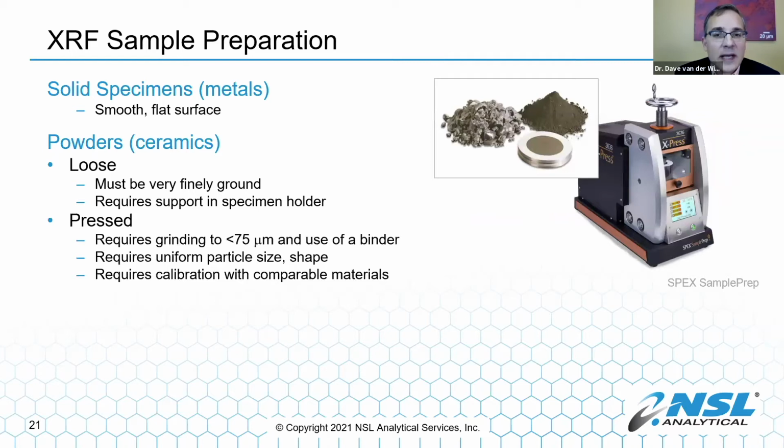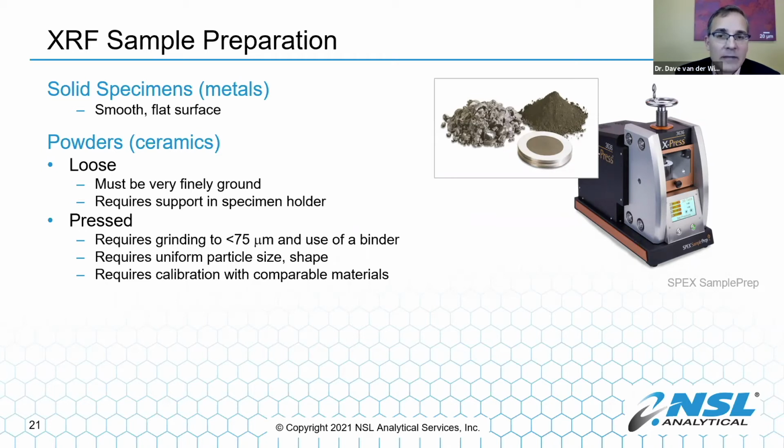Oftentimes what is used is a press of some sort. So in this case, the powder is pressed into a little pellet along with a binder. This does require the use of milled powder that's fairly fine, less than 75 microns at least. It should also be milled uniformly, and the shapes of the crystallites formed should be pretty uniform.